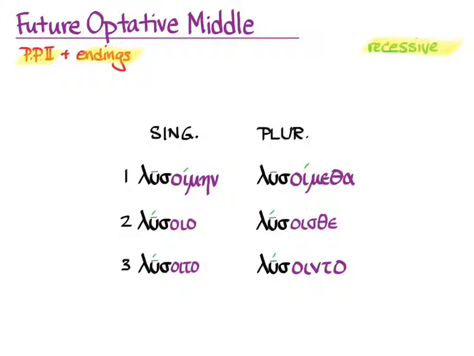If you have a future contract, an epsilon or alpha contract in the second principal part, you will again follow the same rules for the contraction that you do for present contract optatives.